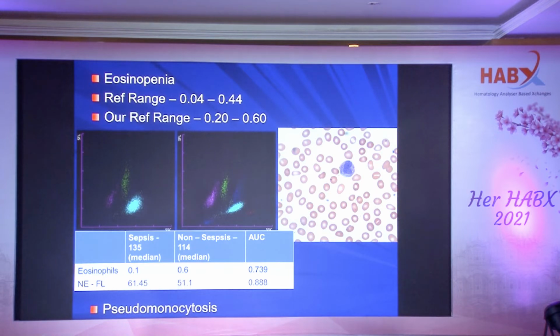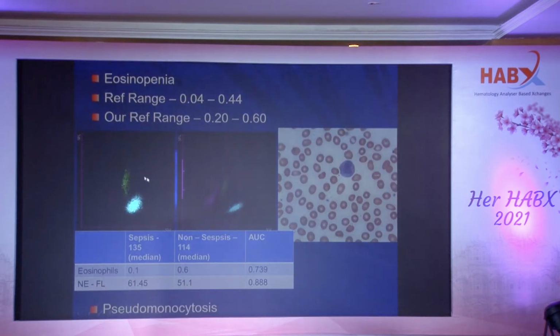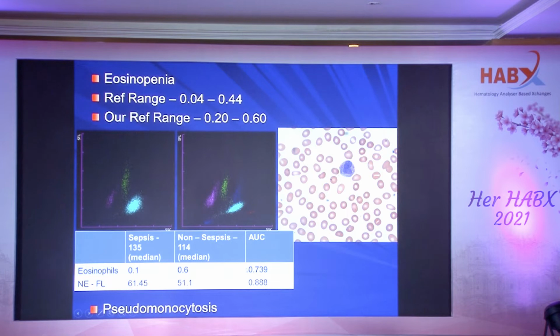And at the same time, we realized that cell counters which use fluorescence, like Sysmex, you can see that this patient has got left immature granulocytes, hardly any eosinophils, but the neutrophil fluorescence is high. You can see that higher fluorescence of neutrophils is a very high indicator of sepsis.